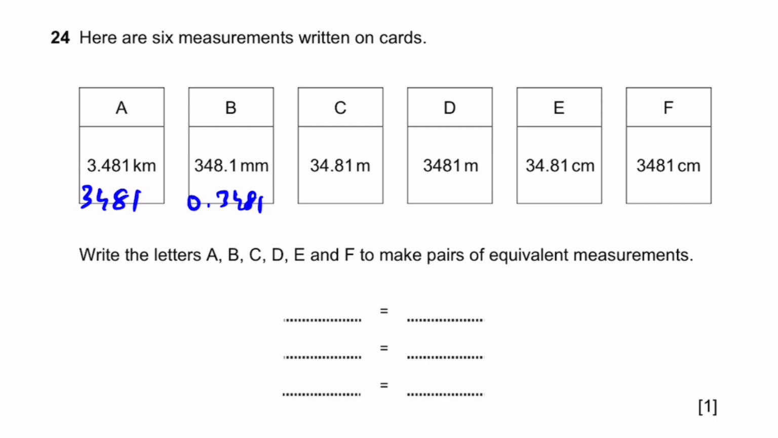This is already in meters for C and D. E is 0.3481 meters. And F is 34.81 meters. And now we can match A and D, B and E, and C and F. That's the answer. Question 25.